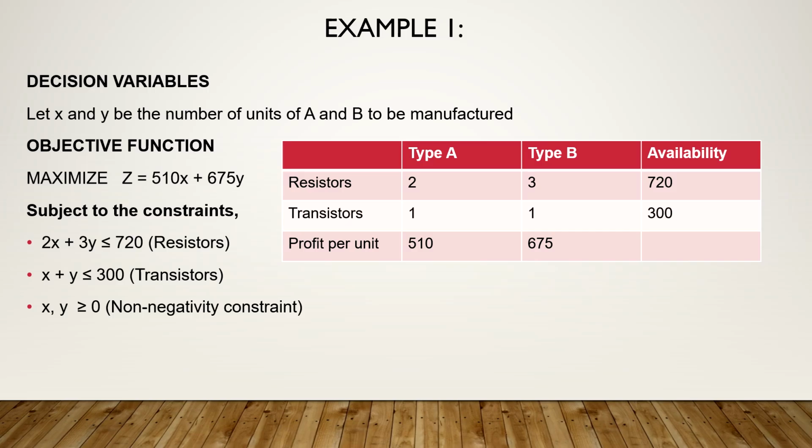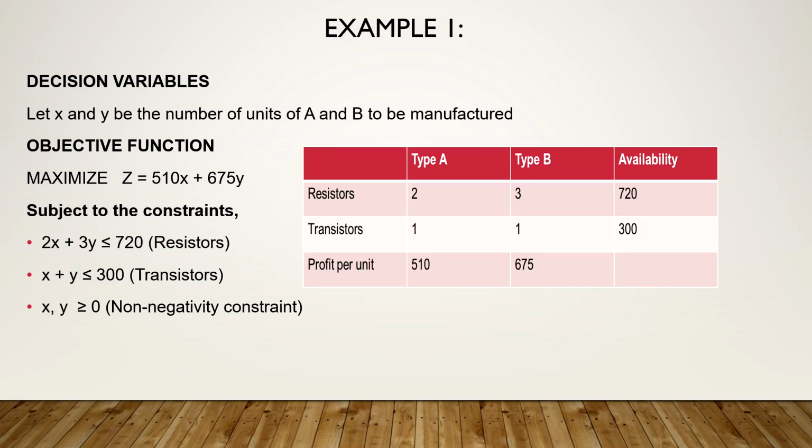And one non-negativity constraint is always there in an LPP, which is that your decision variables should always be greater than or equal to 0. What is the reason? Because you cannot have the number of units as negative. So in our example we have to maximize Z equals 510x plus 675y subject to these constraints. This is our formulation of the problem.